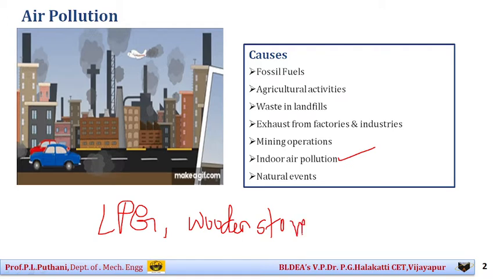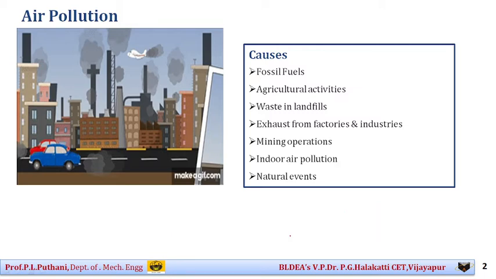So what happens? To run these wooden stoves, we need to supply wood for burning, and when the wood is burned, smoke is generated, and it is responsible for the damage of the air itself.